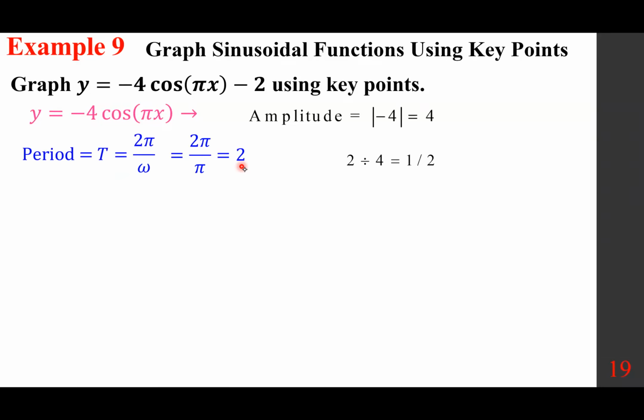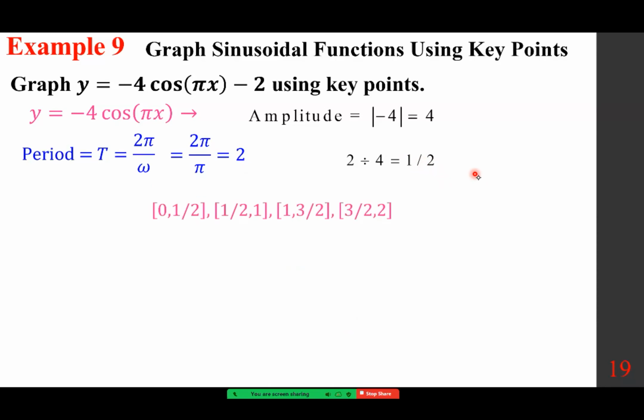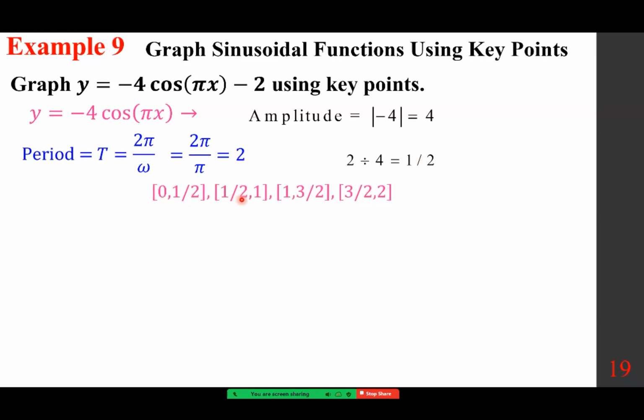Now, this means we're going to go from 0 to 1/2, as far as the interval. 1/2 to 1, because we are adding 1/2. 1 to 3 halves, 3 halves to 2. So those are the 4 subintervals. Pay attention, this is 1/2, this is the first one. Remember, the last one must have this number in it. See, the first one is 0, the last one is 2, and then in between.